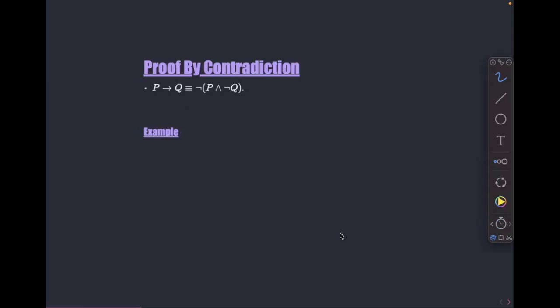So now let's talk about a proof by contradiction. A proof by contradiction really utilizes this equivalence that P implies Q can also be written as the negation of P and not Q. And so basically the way you format one of these proofs is you start with P and not Q as your line 1, and then you try to get to some type of contradiction. It's often denoted with this kind of symbol. The symbol is called a bottom.